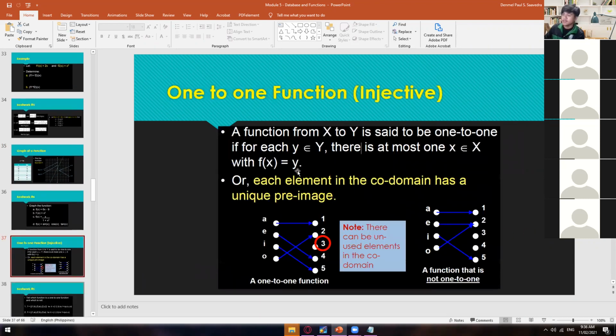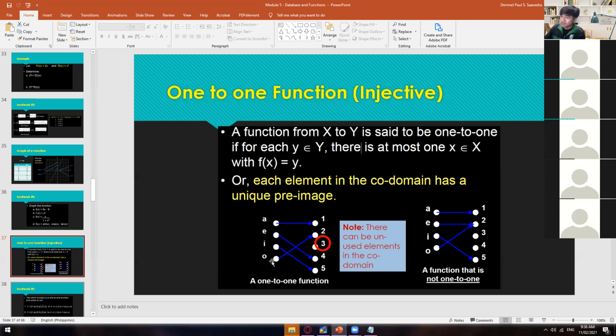All right, so next one here is the one-to-one function. This one is super easy. A function from x to y is said to be one-to-one if for each y that is an element of y, there is at most one x that is an element of x with f of x equal to y. As you can see, we should only have one x and then one y. So this one is a one-to-one function. This domain has one directed edge, one directed edge, one directed edge, one directed edge. So this one is a one-to-one function, okay?